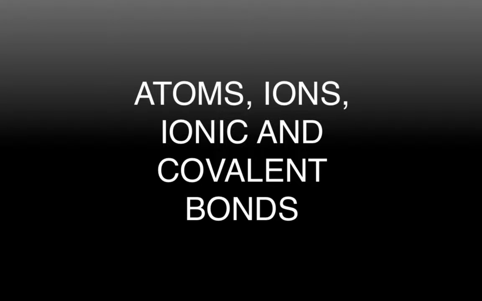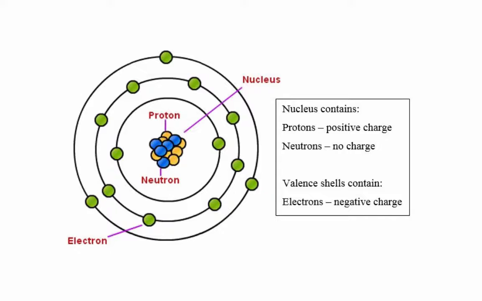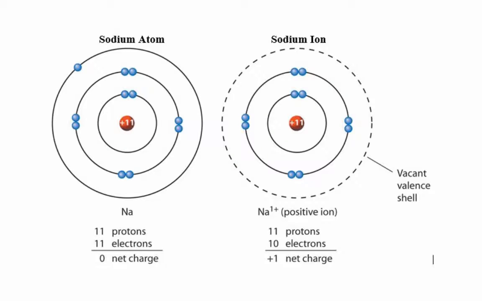This video tutorial will look at the difference between ionic bonds and covalent bonds. Let's start by looking at the structure of an atom and how to draw it. Firstly, what is the difference between a proton, a neutron, and an electron? And what is the difference between an atom and an ion? Knowing this will help you draw atoms a lot easier.